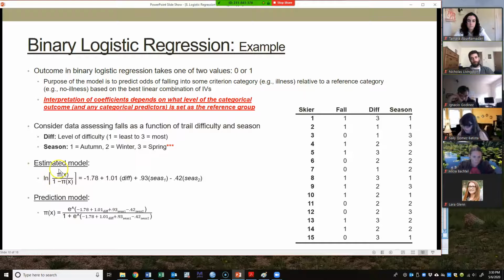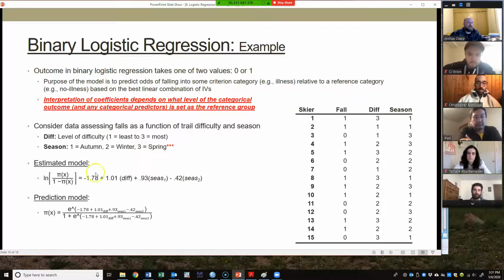And so my outcome, I'm going to get the expected log odds of falling versus not falling based on trail difficulty, season 1 and season 2, where we're treating difficulty as a continuous variable, roughly, and then season as a categorical variable, right? So season 1 is going to be autumn versus spring. Season 2 is going to be winter versus spring. And what we have here is a set of coefficients that look very similar to all the coefficients we've worked with before. We've got our intercept, a coefficient for difficulty, and a coefficient for our season 1 dummy and our season 2 dummy.